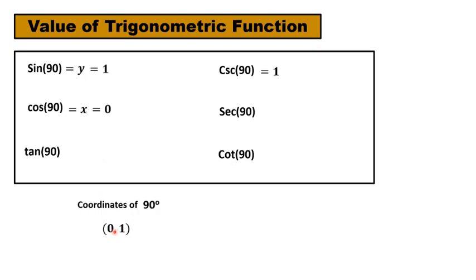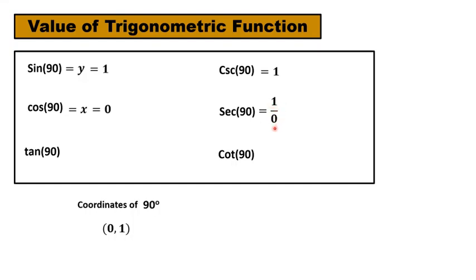Ngayon, we're going to reciprocate that. So if you're going to write 0 in fraction form, that is 0 over 1. Okay? So ibig sabihin, kapag binaliktad natin yan, or if we will get the reciprocal of 0 over 1, that will be 1 over 0. And that is the value of secant 90. Ngayon, ang 1 over 0, if you're going to analyze that, this is not really possible.